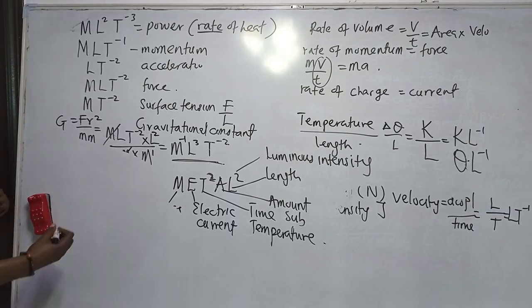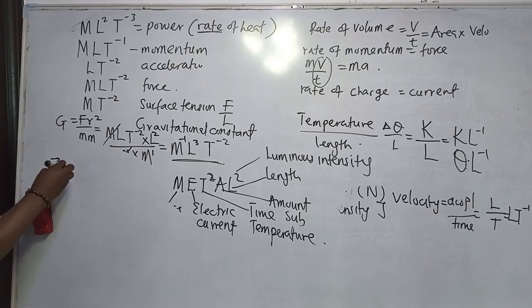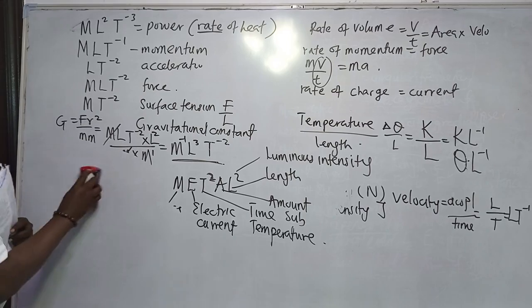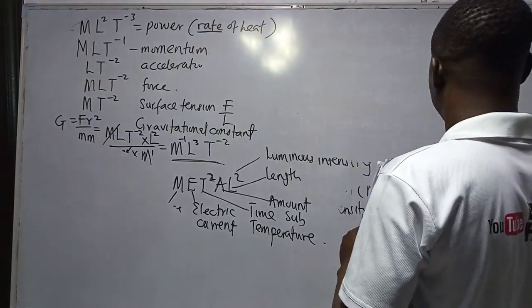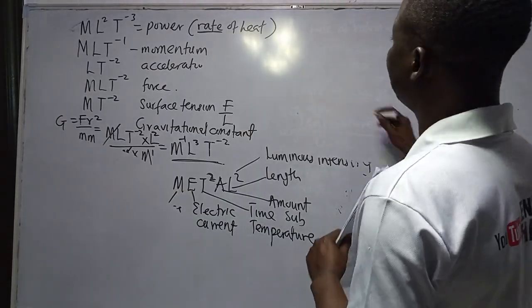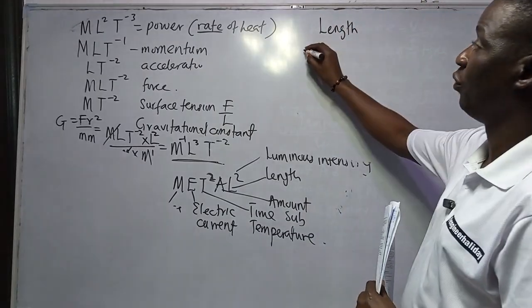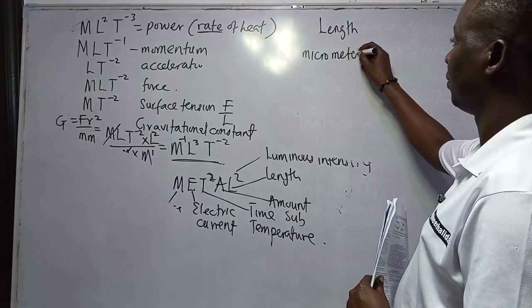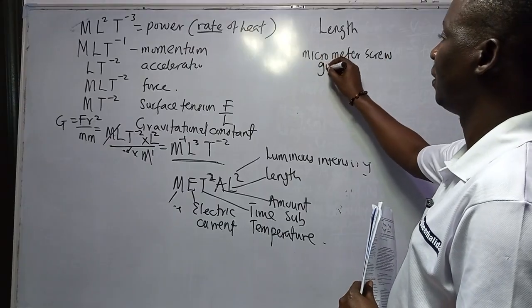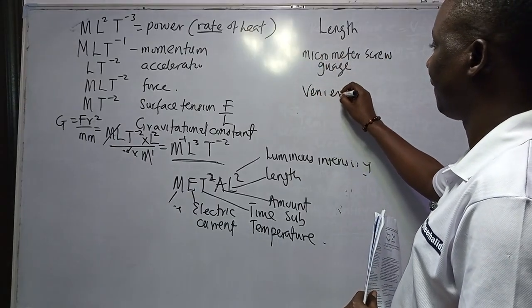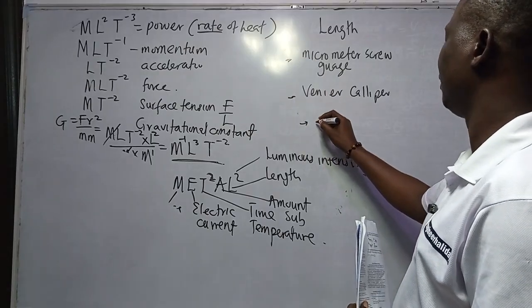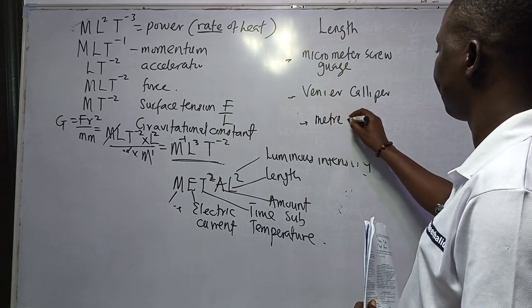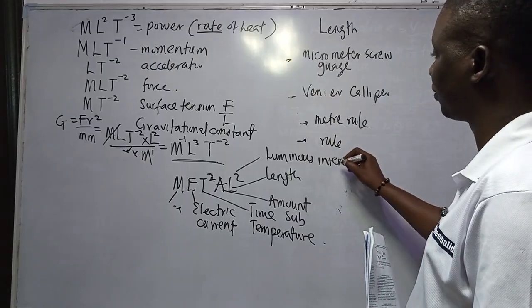Number one is, what are the things we use to measure length? For measurement of length, we have the micrometer screw gauge, the vernier caliper, the meter rule, and lastly the tape rule.